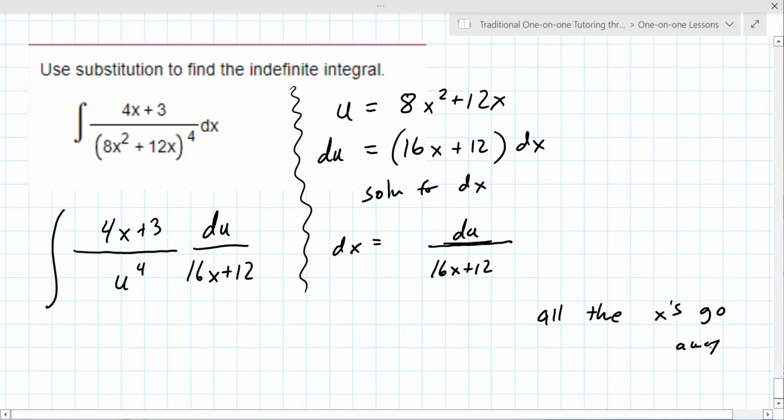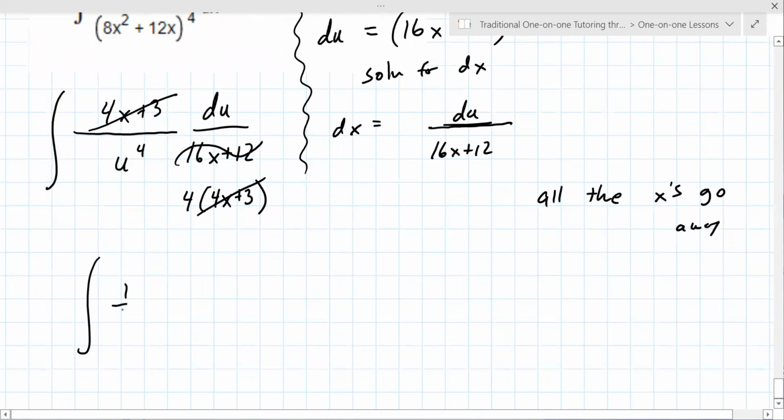And you might say, well, they haven't all gone away, and I'd say you're right. But what we can do with this 16x plus 12 is factor out a 4, and that gives you 4x plus 3. And now the 4x plus 3 cancels with the other 4x plus 3. So the x's are now gone. And it becomes the integral of 1/4 du over u to the 4th.